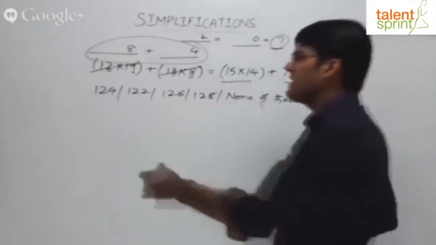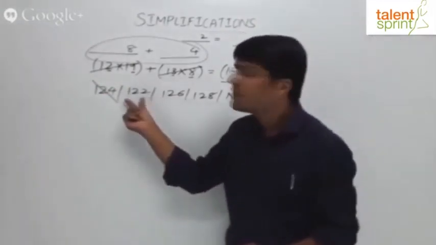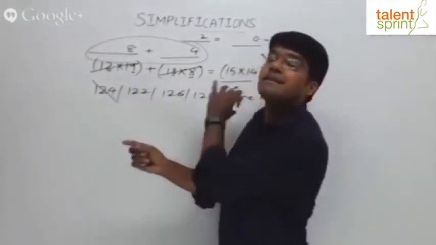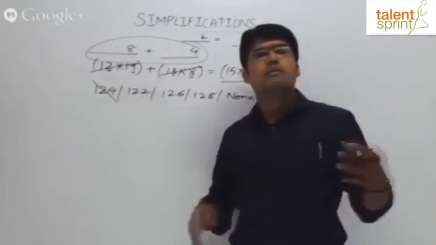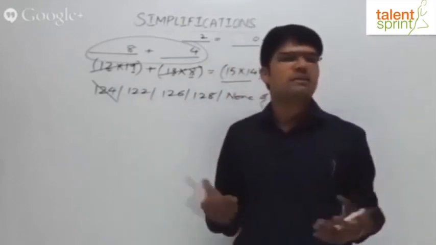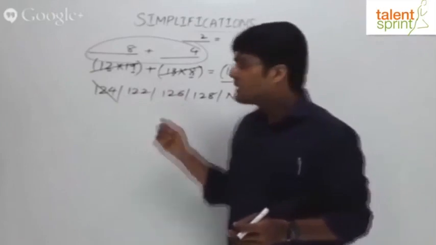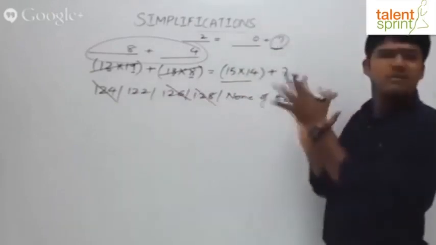Yes or no? First option 124. Is it possible? Not possible. I am looking for the units place to be 2. Second option 122. You cannot mark this as the answer. What you can only say is it's possible, because the answer is ending in 2. It may be 122, 132, 142, 182, 112, 22, 32. Anything is possible. 126 ruled out. 128 killed. Fifth option always true.